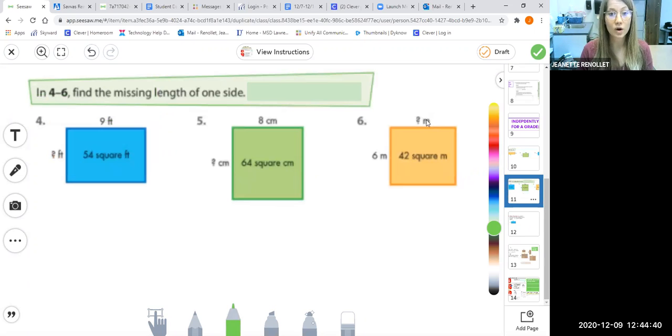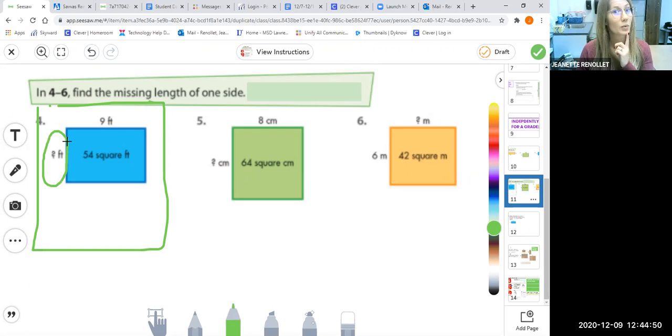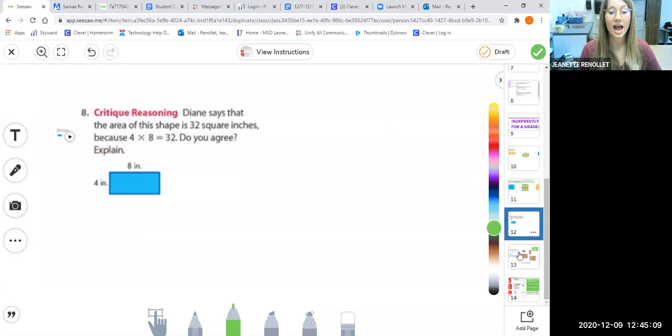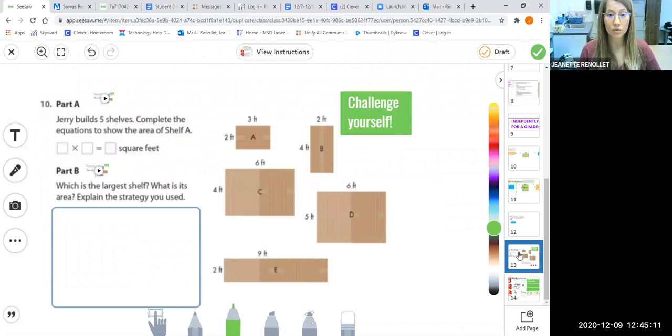Make sure you are checking carefully. There might be some problems that try to trick you. You might have to find the missing side length like we practiced today. So read the directions carefully. Use your knowledge of length times width. Do your absolute best to solve these. You have slides 10, 11, 12, and 13 to do on your own. When you're done, push the green check to turn it in to me.